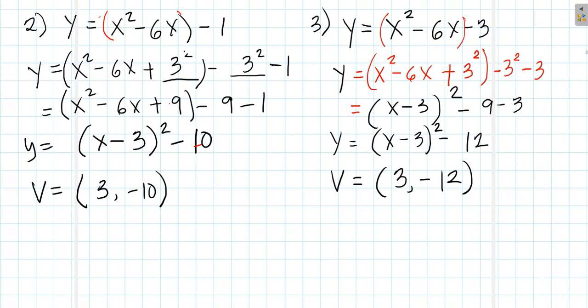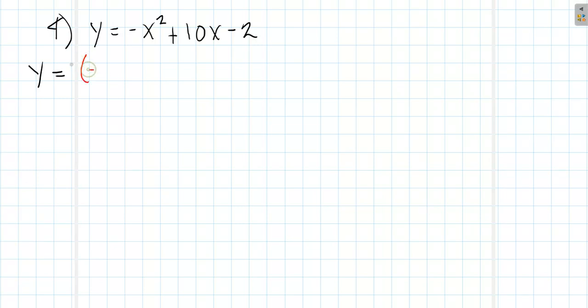Okay, next. For example, if we have y equals negative x squared plus 10x minus 2. Since this is negative, you can multiply this by negative 1 to make x positive. Multiply this by negative 1. This is now equal to x squared minus 10x plus 2.